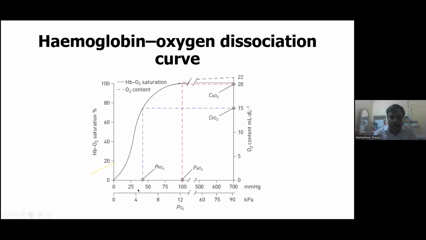Now again, the horizontal line depicts the partial pressure of oxygen in arteries. This is the hemoglobin saturation. Now we have seen that at around 60 millimeter mercury, the oxygen hemoglobin dissociation curve starts becoming horizontal. Now see at PaO2 of 100 millimeter mercury.